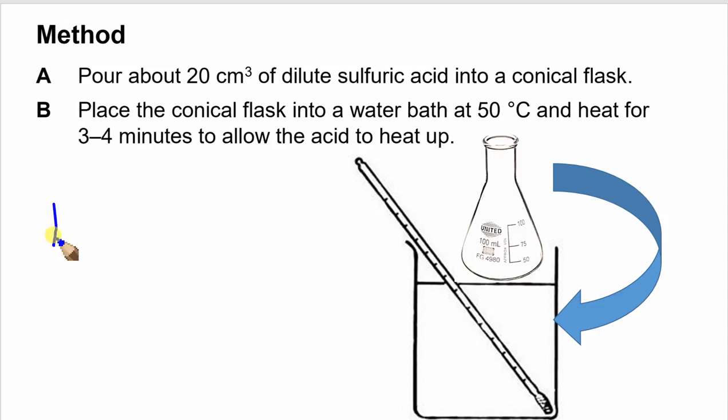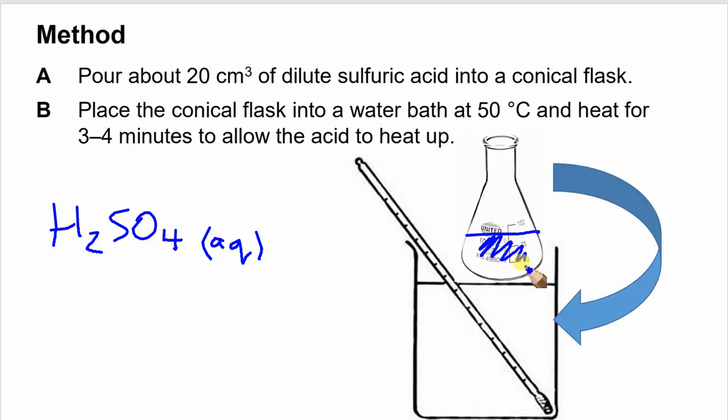Okay, so let's have a look at the first step. We've got H2SO4, and of course we'd write that as aqueous. We've got sulfuric acid dissolved in water. So your conical flask has your sulfuric acid in, and then that's placed into a water bath. Okay, and that water bath is at 50 degrees Celsius, and we're heating up the acid.